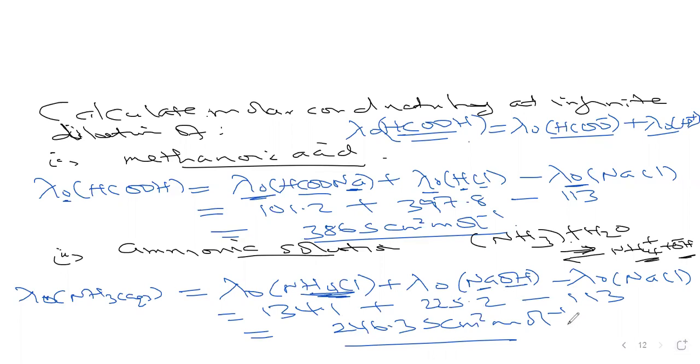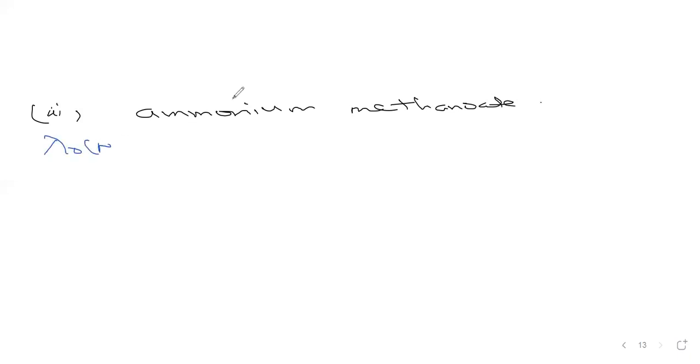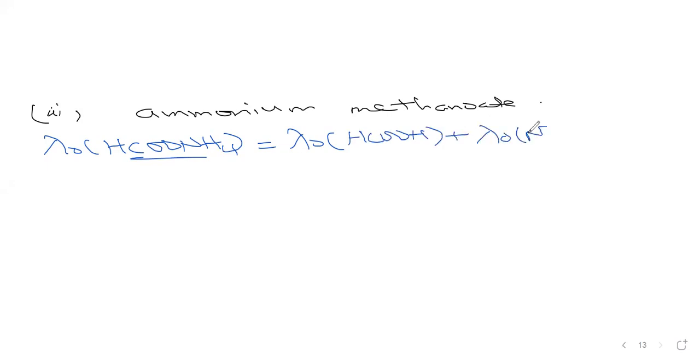If I want molar conductivity at infinite dilution, I can ask you to calculate that of maybe ammonium methanoate. So what shall I do to get molar conductivity at infinite dilution of ammonium methanoate? Ammonium methanoate is written like this. Its molar conductivity at infinite dilution will equal that of methanoic acid plus that of ammonium chloride, that's where I get ammonium methanoate, then minus that of sodium chloride.